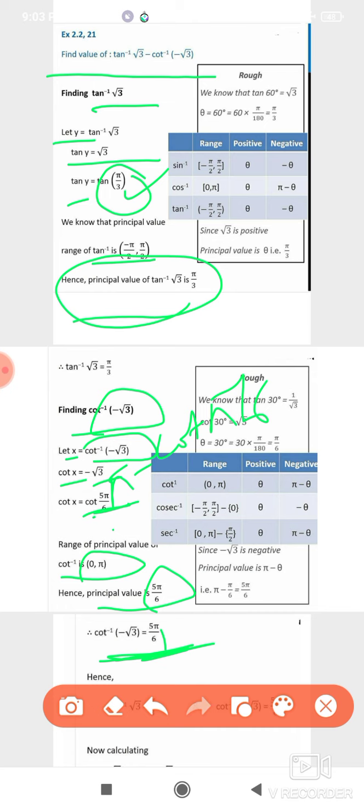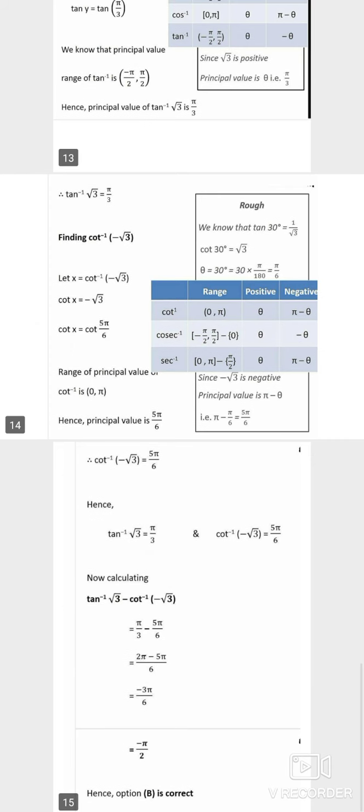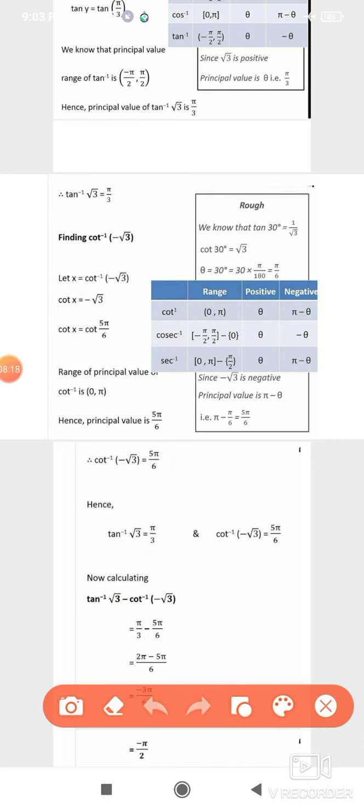Now what we have to do, we have to use this value and this value in this statement. Pi by 3 minus 5 pi by 6. After solving this, the LCM of 3 and 6 is 6. 6 divided by 3 will be equal to 2. 2 into pi is equal to 2 pi, and then 6 divided by 6 is 1. 1 into 5 pi is equal to this. Then minus 3 pi divided by 6 we will get, and then the answer is minus pi by 2.